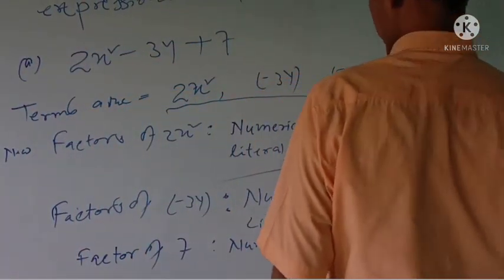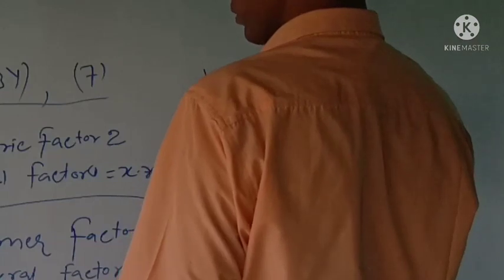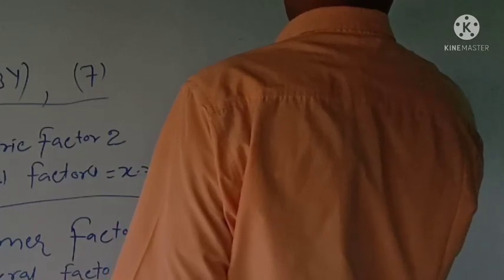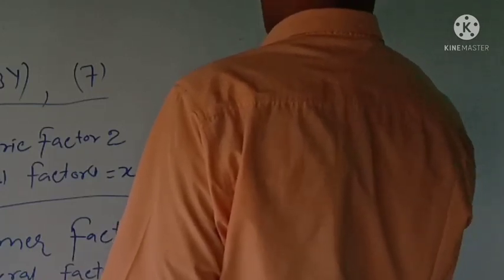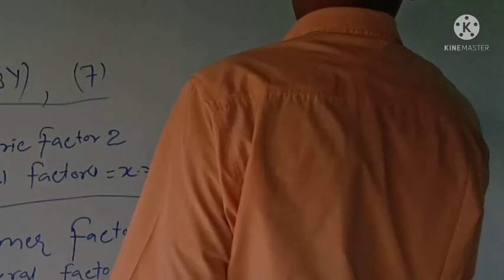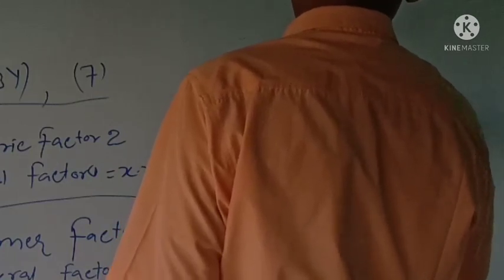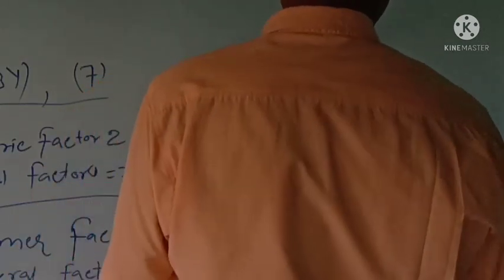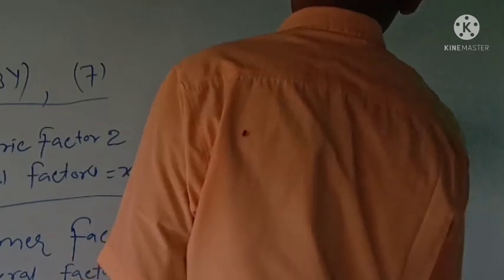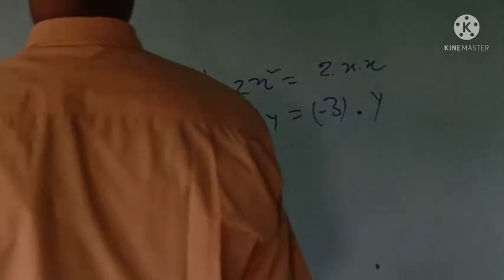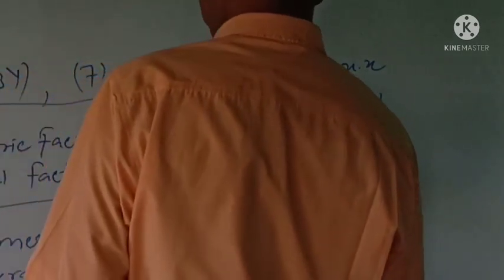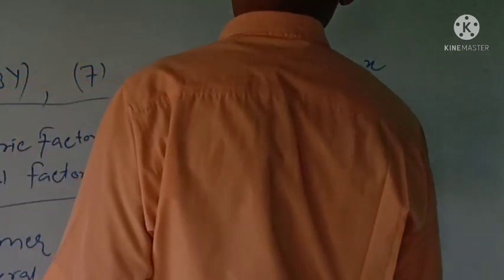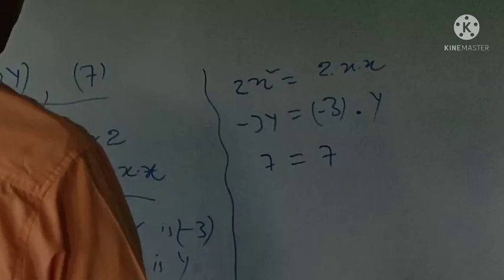Or you can write like this also. If you want to write, you can write like this. Twice x squared, you can write 2 into x into x, or minus thrice y, you can write minus 3 into y. I'm putting a dot only, this dot means into: minus 3 into y, and 7 equals 7. You can write like this also.